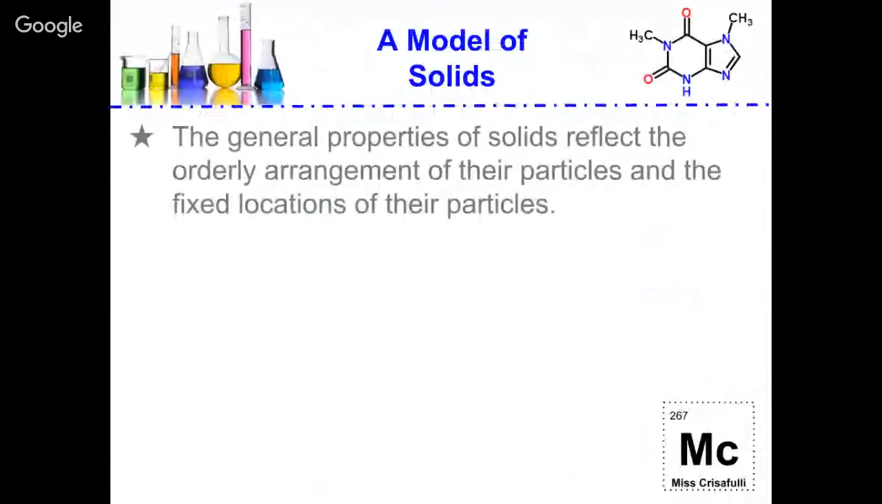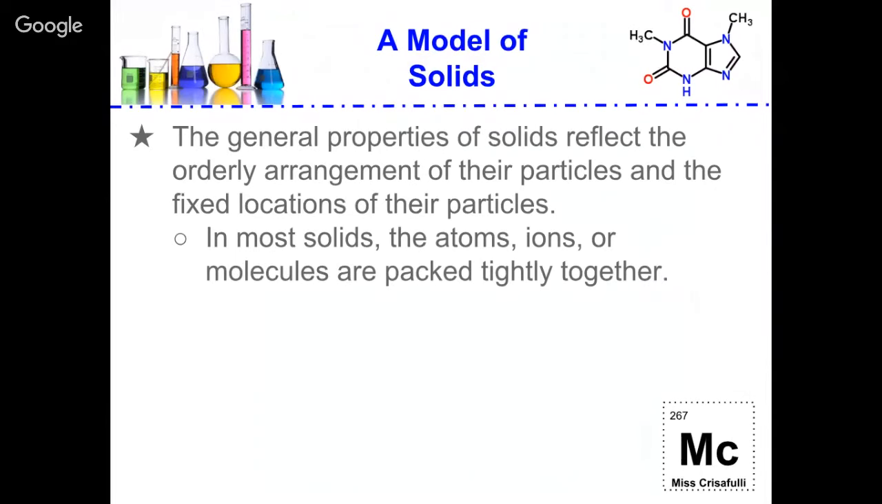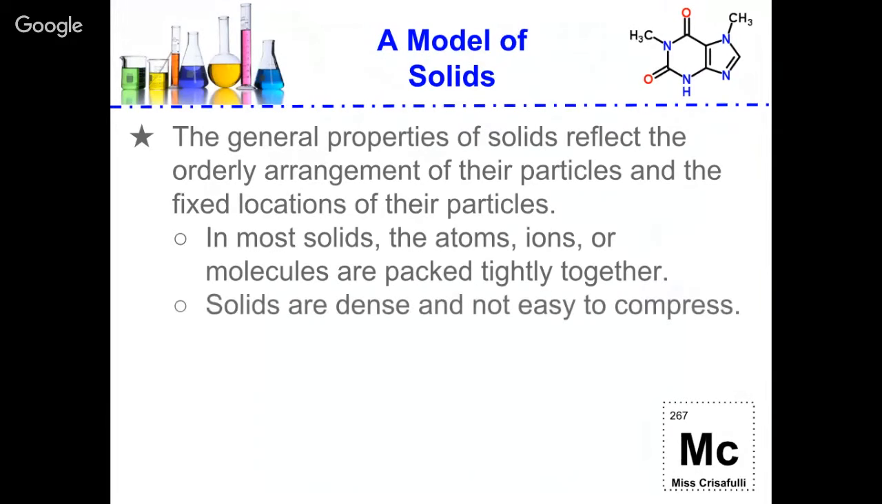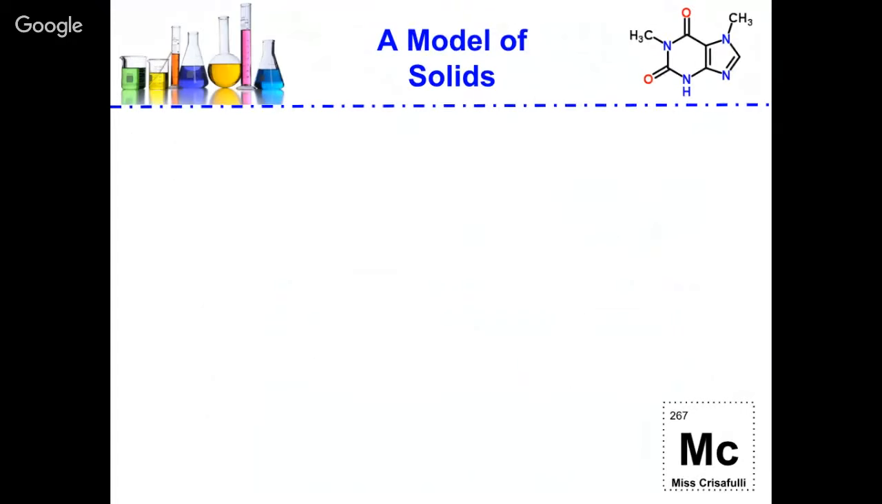So let's talk about solid models. The general properties of solids reflect the orderly arrangement of their particles and the fixed location of their particles. In most solids, the atoms, ions, or molecules are held tightly together. Solids are dense and not easy to compress. Because the particles in solids tend to vibrate about fixed points, solids do not flow.